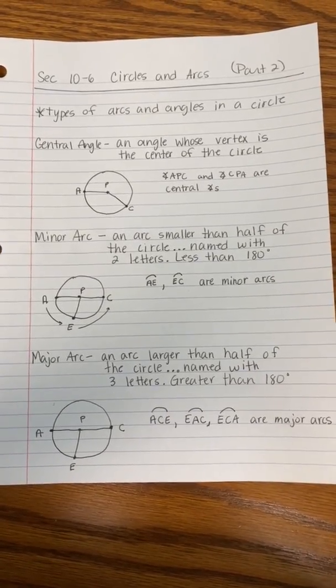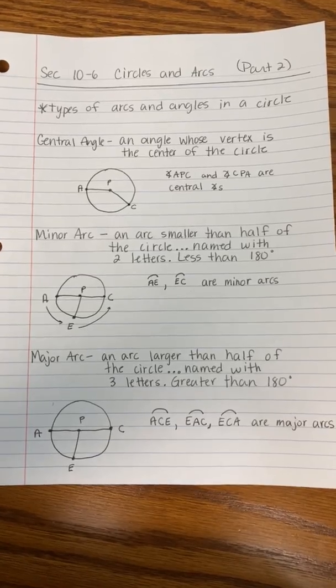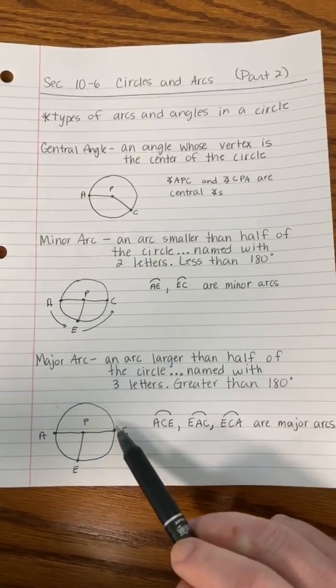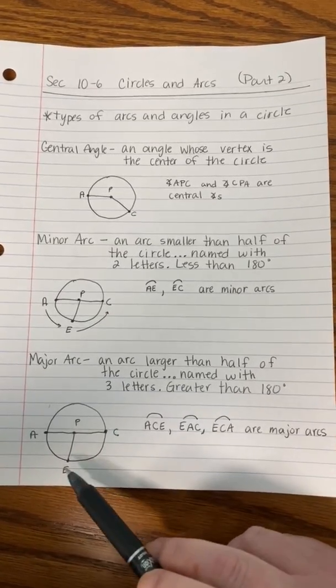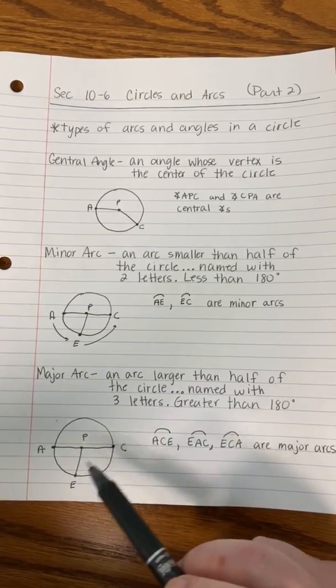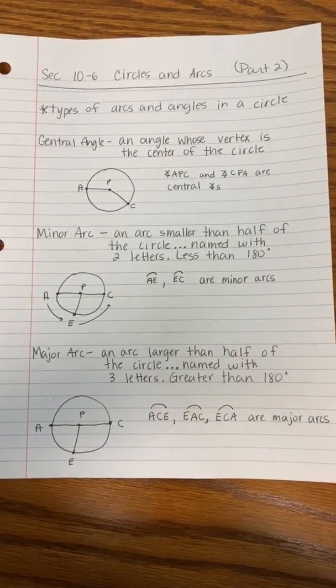An example that would not be a major arc would be if you just said C to E, I would assume that you meant this direction, and that is a minor arc. Even if maybe you meant this direction, you've got to make sure you include that third letter when you're naming major arcs, okay?